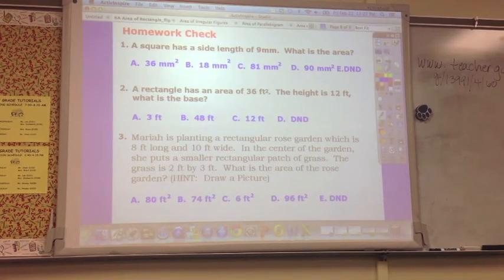So here is your homework check for tomorrow. Go ahead and do these 3 problems and write down your answers so that you can have these for your teacher tomorrow. And the first is finding what is the area of a square. The second is if you're given the area and you're given one side length, how do you find the other side length? And then the last one is similar to the last example that we did. You need to draw the picture and find your answer. So you may want to pause here so that you can work through these problems.